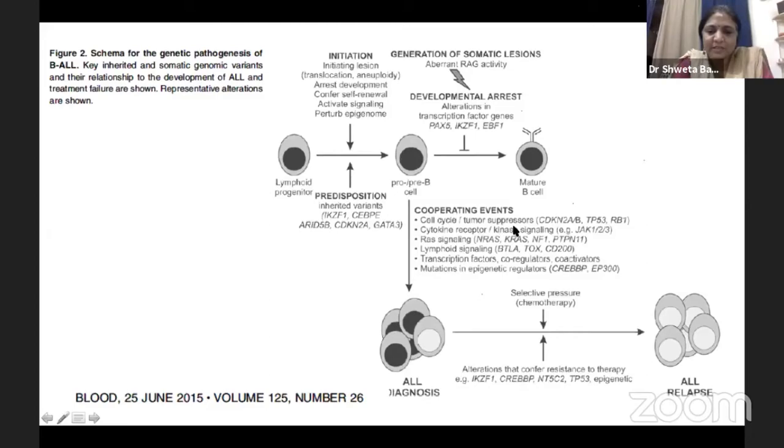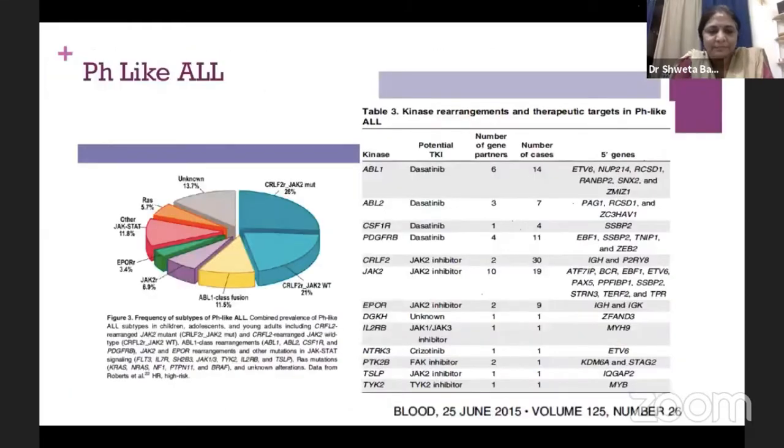Then when there is a maturation arrest, there could be cooperating events, which could be mutations in the tumor suppressor genes, RAS signaling pathways, lymphoid signaling pathways. There could be mutations in the epigenetic regulators, leading to an ALL diagnosis. And among this, there could be a selective pressure of chemotherapy, conferring resistance to the therapy to those cells having these epigenetic, TP53 or Ikaros mutations, and hence leading to an ALL relapse. Hence, this whole thing actually helps in improving our understanding of ALL and ultimately ALL relapse as well.